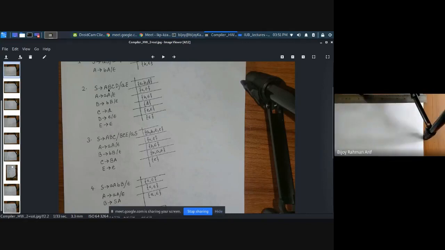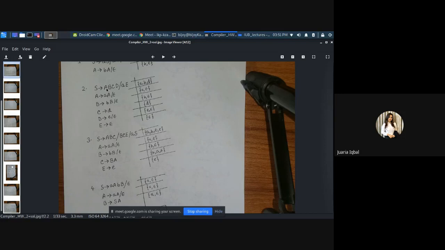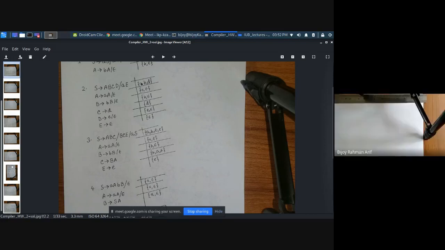So what is first of S? First of S is nothing but first of ABCD, which is nothing but first of A. Am I right? Yes, sir. What is first of A? A. We have already written A, so forget about that one. Now let's put epsilon. If you put epsilon, then this A is crossed out, so B is exposed.